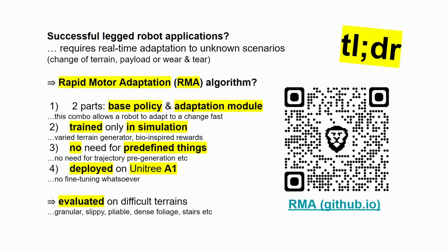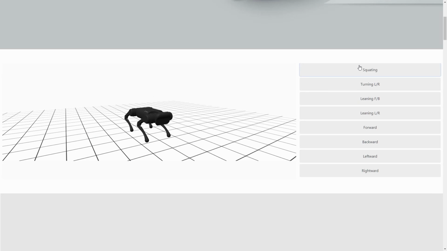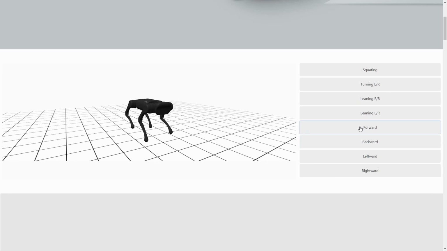A one-slide summary: the Rapid Motor Adaptation, or RMA, has two key parts, a base policy and an adaptation module. Both are responsible for a specific set of resulting behaviors, and the combination of both enables fast adaptation to situational changes. RMA is an algorithm that is trained only in a simulation on various generated terrains. It's really a special case because it requires no need for predefining parameters, such as path planning or pre-generation of limb movement. It was deployed successfully without any fine-tuning whatsoever on the Unitree A1 legged robot and evaluated on a large set of different difficult terrains that you saw.